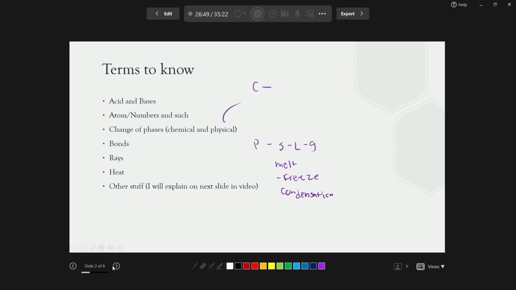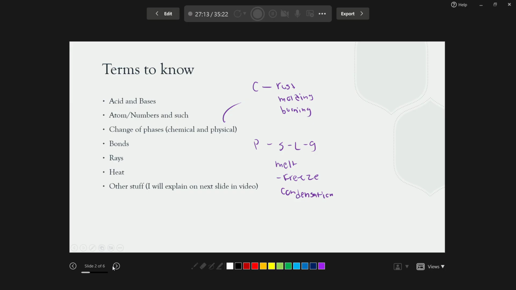Chemicals, on the other hand, have a chemical change. So rusting is a chemical change. Molding is a chemical change. Burning is a chemical change. And this is because when you do this rusting, molding, burning, there's a new chemical formula or a new chemical compound coming into play. You're losing a chemical element.